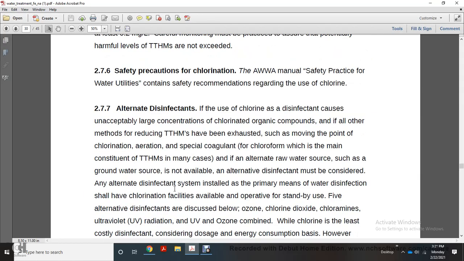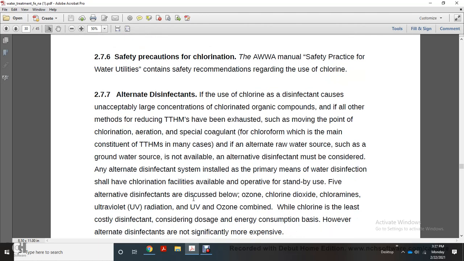Alternate disinfection. Use of chlorine for disinfection may cause unacceptable levels of chlorinated organic compounds. If all other methods of reducing total trihalomethanes have been exhausted, such as moving the point of chlorine application, a special form of chlorine may be needed, which mainly constitutes the total trihalomethanes. In many cases, an alternate raw water source, such as a groundwater source, is not available, so alternative disinfection must be considered. The alternative disinfection should be installed as the primary means of water disinfection, and chlorination facilities should be available to operate on standby use.